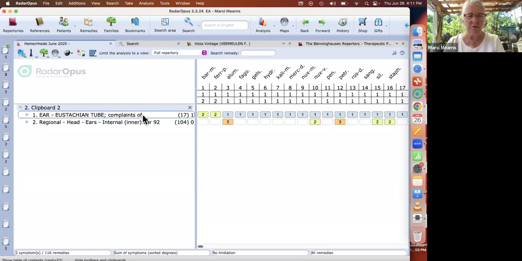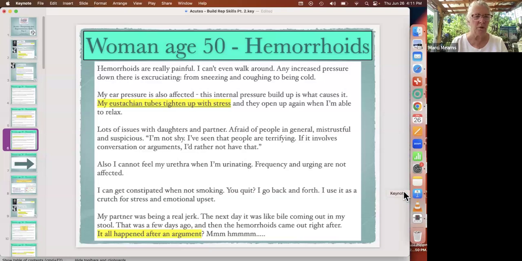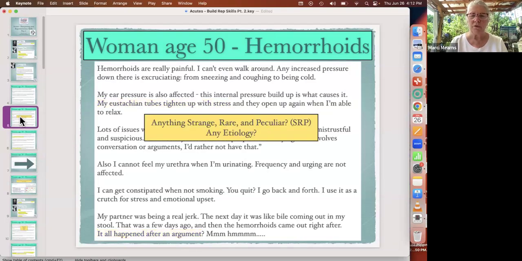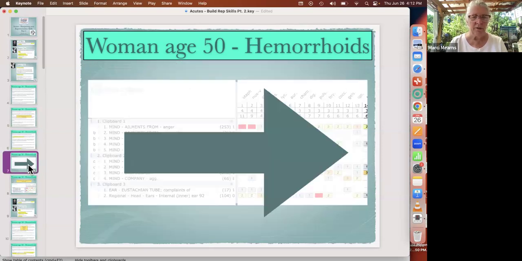There we go. Okay, so we've got one symptom with complaints of the eustachian tubes, and then on my first clipboard, I've got those ailments from anger. Interestingly enough, I've now got only 3 remedies. You see the first 3 here that appear in all 3 of my symptoms. Okay? It's a little soon to restrict ourselves in this way, but just to keep it full disclosure. Okay, let's go back then to the case. So that was our strange, rare, and peculiar etiology, right? We looked at that. There it is.